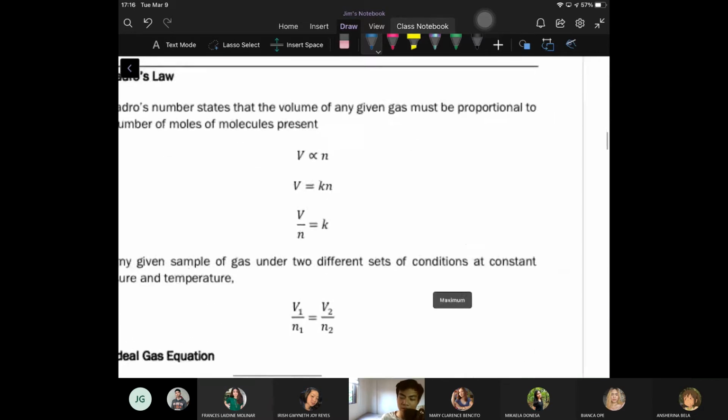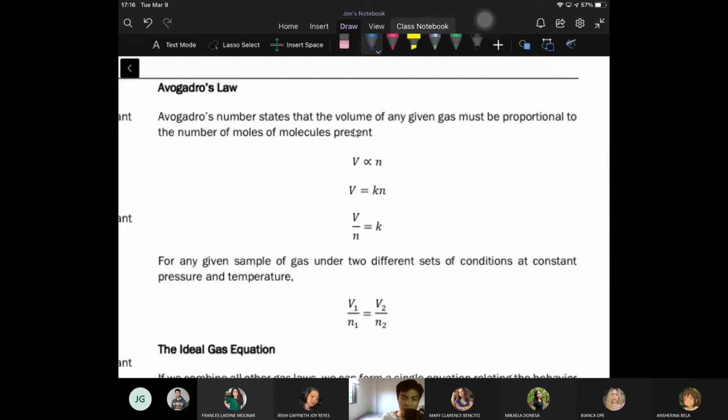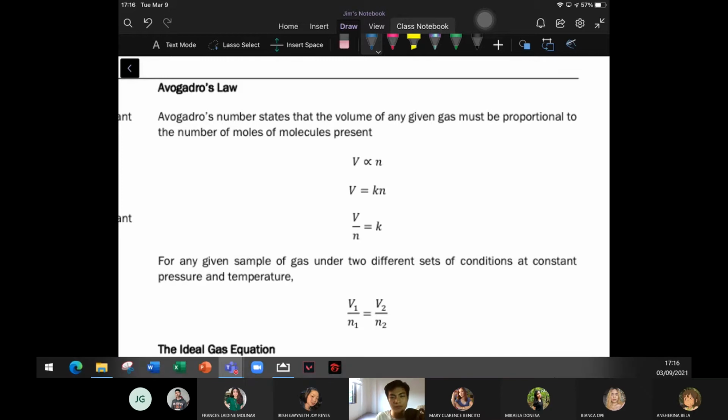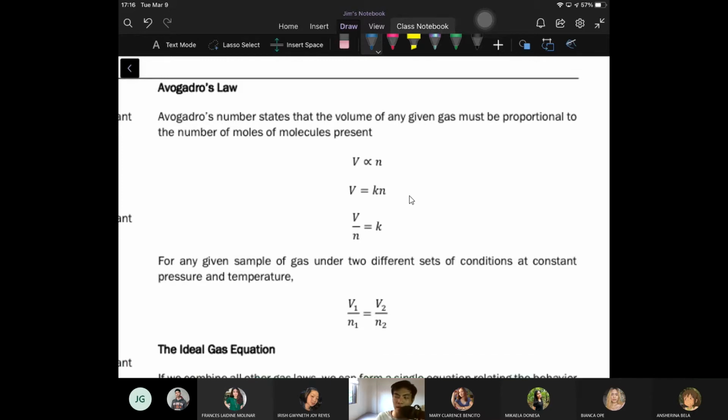Sa Avogadro's law, sabi naman dito, ang ating volume ay directly proportional with the moles of the gases. So, increasing the mole of gas increases the volume. So, imagine nyo yung balloon. No? Hipan nyo yon, lalaki yung volume niya.